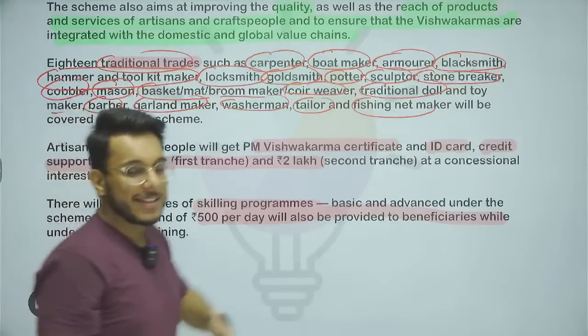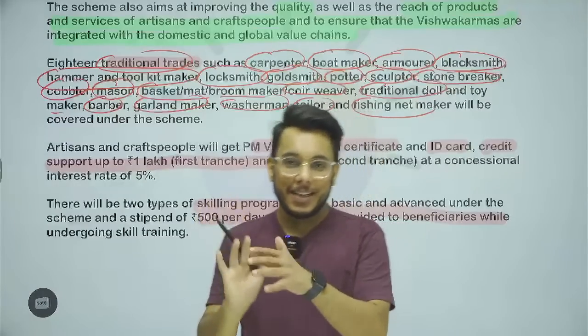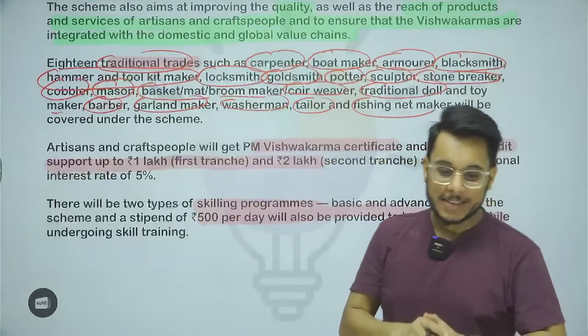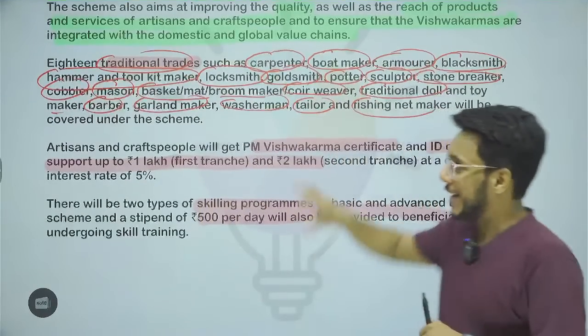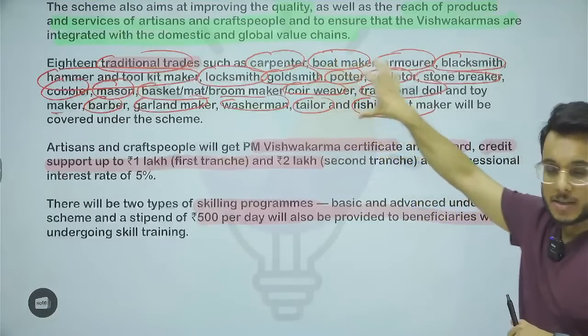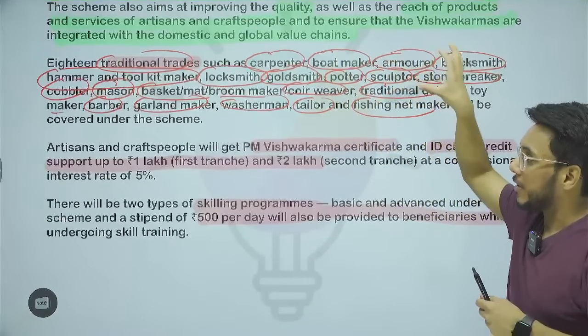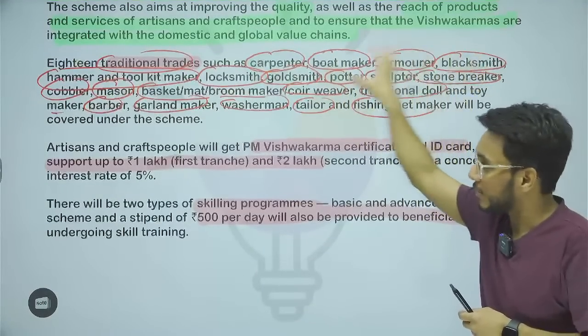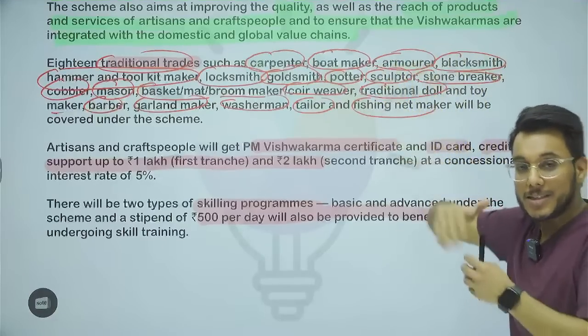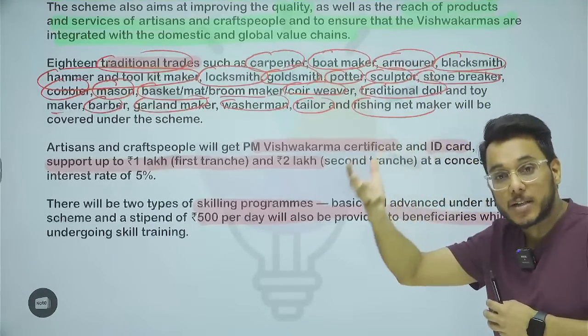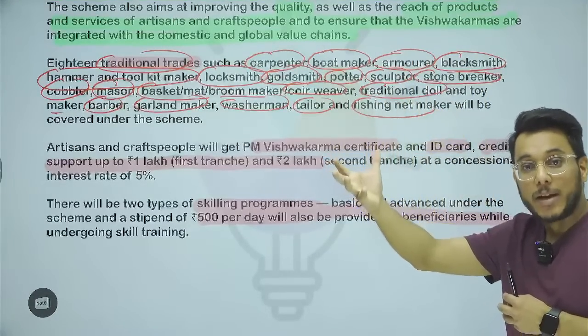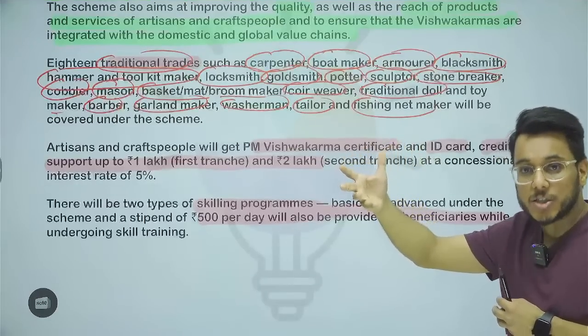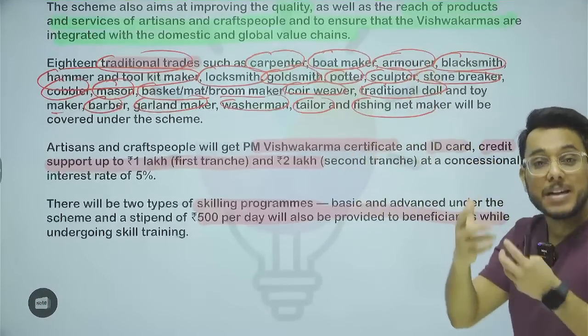Now guys, obviously you don't need to remember all these 18 trades or categories. I just hope you're getting the idea that these are traditional artisans, people doing all these particular works. Their skills are to be upgraded. They are to be provided support. They are to be provided financial assistance so that they can make a better livelihood.